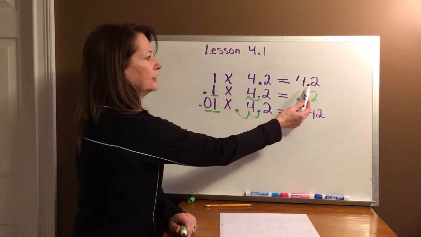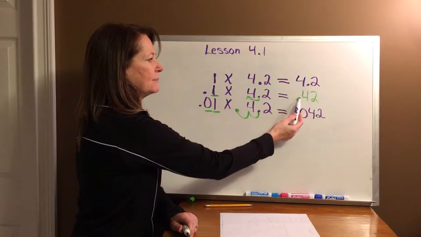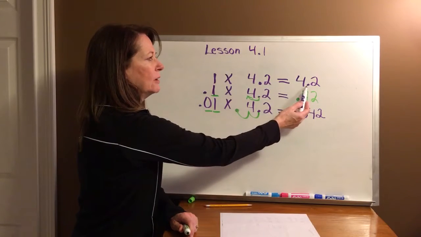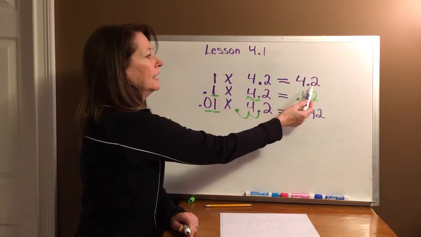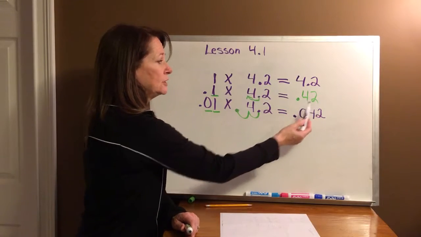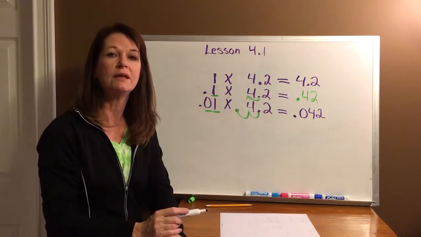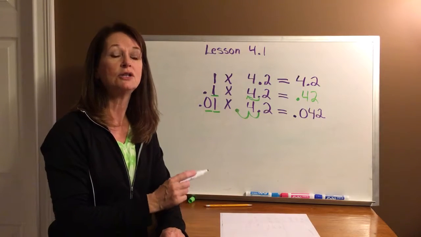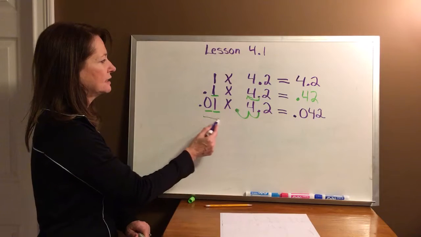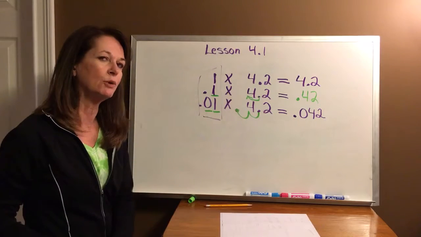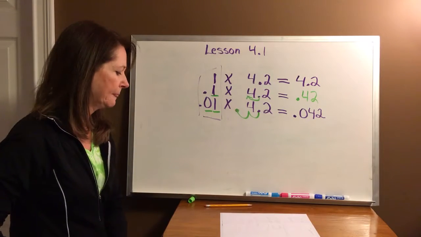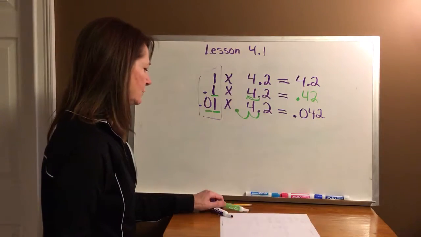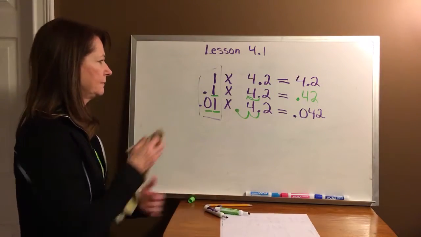So you can see the pattern here, that this gets a little smaller and a little smaller every time. 4, the whole number 4, and 2/10, and then 42 hundredths, and then 42 thousandths. Okay? Just moving the decimal to the left. Remember, when you see this, you're moving the decimal to the left. Okay. Let's go ahead and review one other thing.